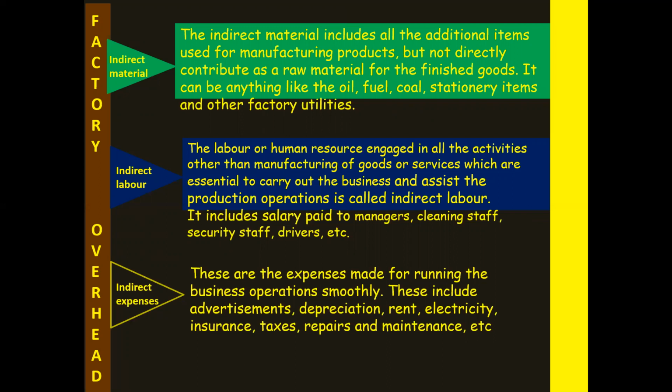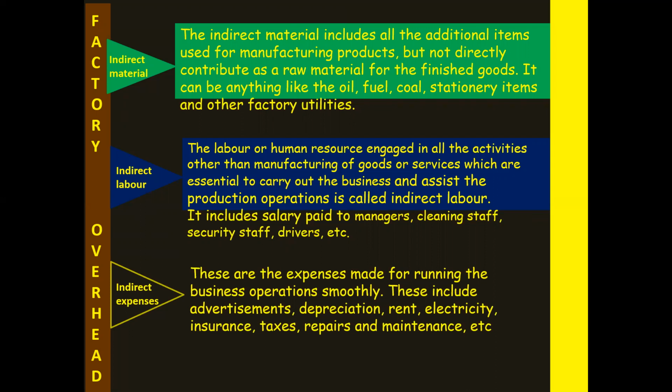The third one is indirect expenses. All the other overheads, which are neither directly contributing to the production operations nor can be termed as labor or material expense, are called indirect expenses. These are the expenses made for running the business operation smoothly. These include advertisement, depreciation, rent, electricity, insurance, taxes, repair and maintenance, etc.